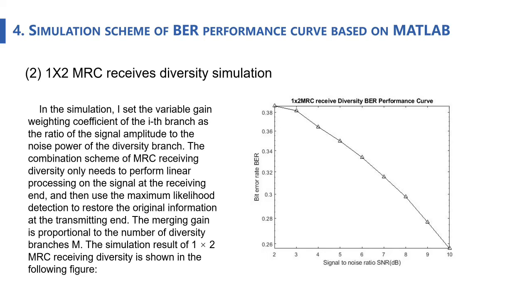The combination scheme of MRC receive diversity only performs linear processing on the signal at the receiving end, and then uses maximum likelihood detection to restore the original information at the transmitting end. The merging gain is proportional to the number of diversity branches M, and the simulation results of 1 by 2 MRC receive diversity are shown in the following figure.